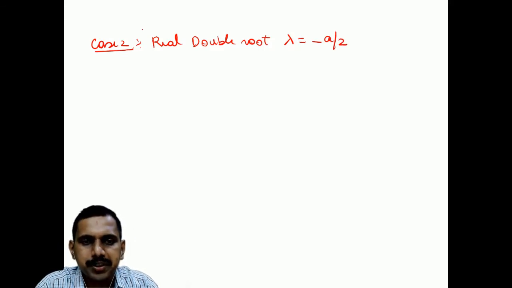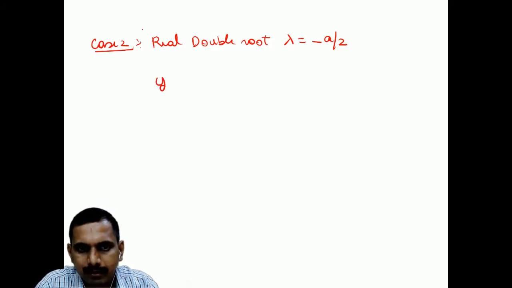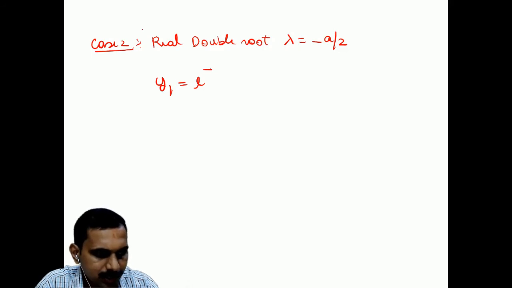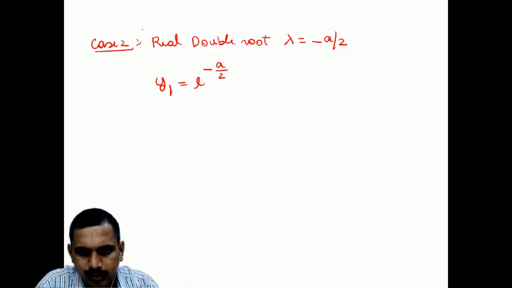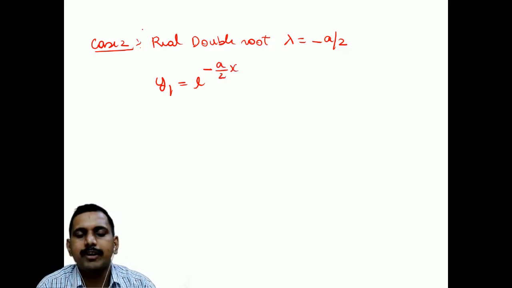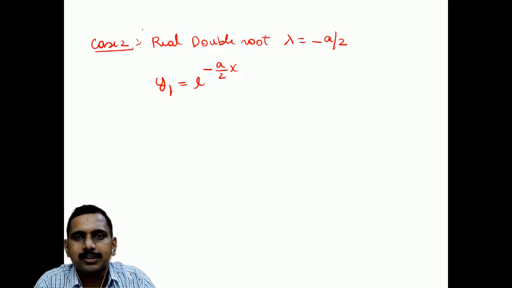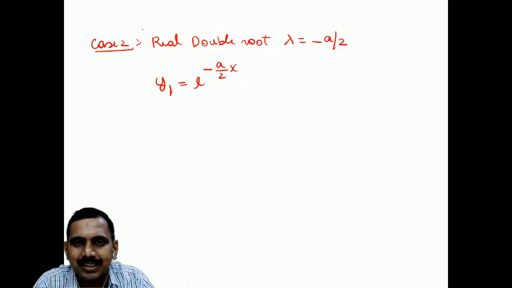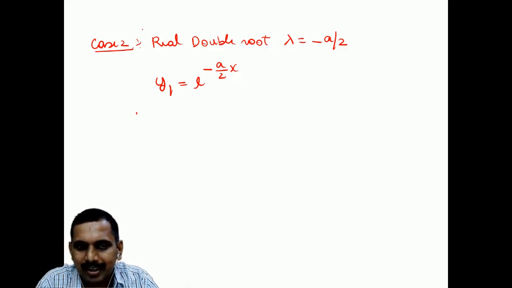So now what is the solution? Solution is y1 is equal to e power minus a by 2 into x. We have one solution. How to form the general solution, students? We need to have a basis, is it not? There is no basis here. How to find out the basis? So here what we have? We have one solution.